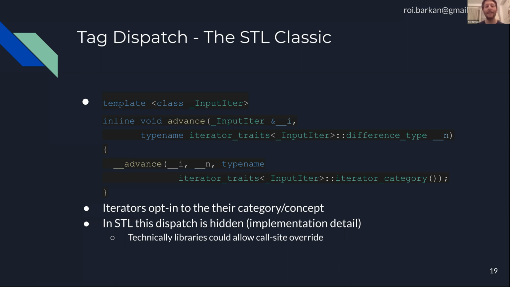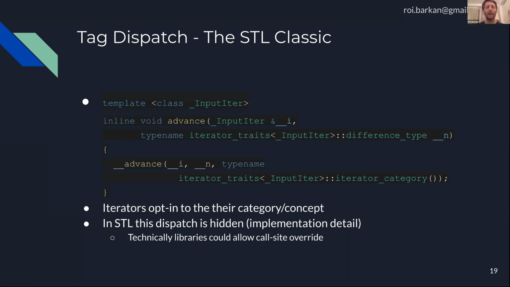And in the STL, this is hidden. As we can see, the advance method has double underscores in front of it, and the standard doesn't expect anyone to deliberately call underscore advance themselves. It won't be defined behavior to deliberately try and call underscore advance by myself. This whole tag dispatch is considered an implementation detail.